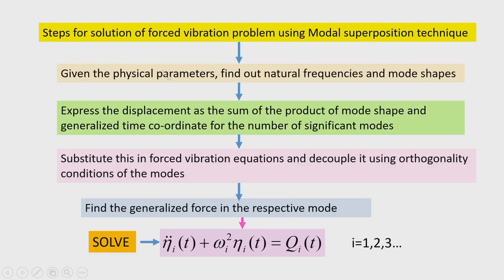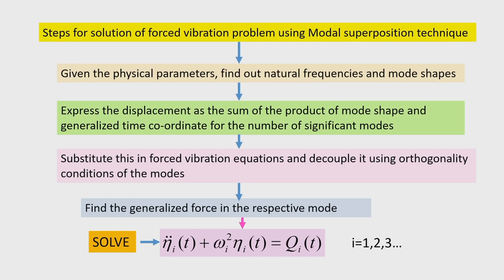Okay. So, let us summarize the steps. Steps for solution of a forced vibration problem using the modal superposition technique, how is it done? In any problem, you will have the physical parameters that should be known before solving the problem. So, physical parameters like the length of the string, the support condition, the density of the material, and the tension in the string are known. In modal analysis or modal superposition technique, the primary requirement is to carry out the modal analysis. What is modal analysis? Modal analysis is the analysis to find out the natural frequencies and mode shapes. It is also called the eigenvalue analysis, eigenvalues or eigenvectors.